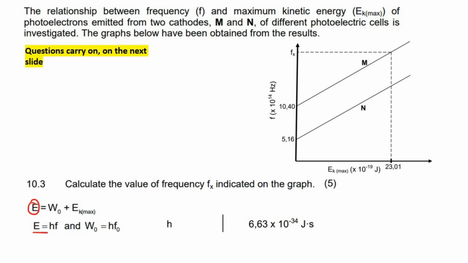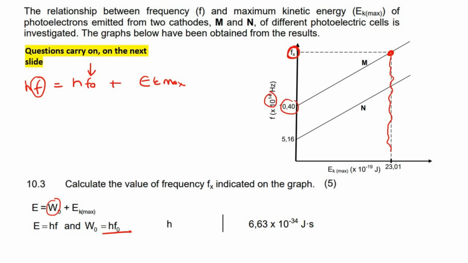Now, we're going to have to expand this E into hf, so we can say hf, and then we're going to have to expand this W0 into hf0, so hf0, and then this one we can just leave as EK max. So we'll have to use this one because it's on that one's line, if you look carefully. It's meeting at that point over there. So this f is going to be this f, and then the threshold frequency, which is the 10.40 times 10 to the 14, that's going to be the threshold frequency. The kinetic energy max, if you look down here, is going to be 23.01 times 10 to the minus 19, and then the only unknown would be this f, because h is obviously Planck's constant.